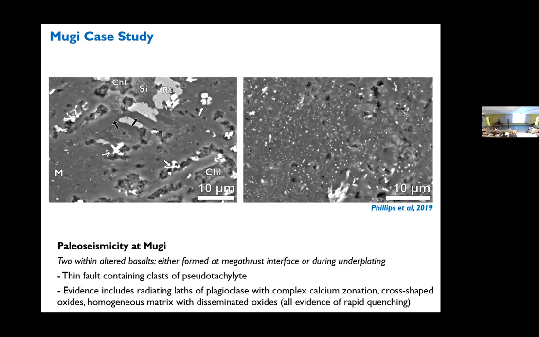In some other areas, you can get this kind of more matrix microstructure where there's kind of a groundmass, which has a relatively consistent composition. And then these disseminated iron oxides, which are also indicative of rapid quenching from melt.